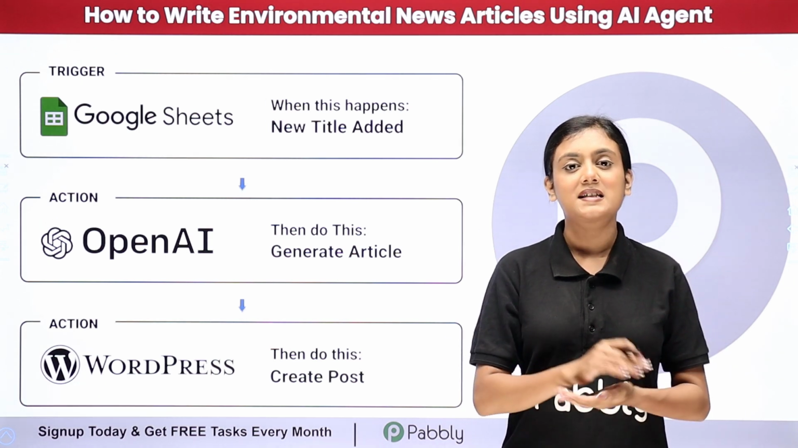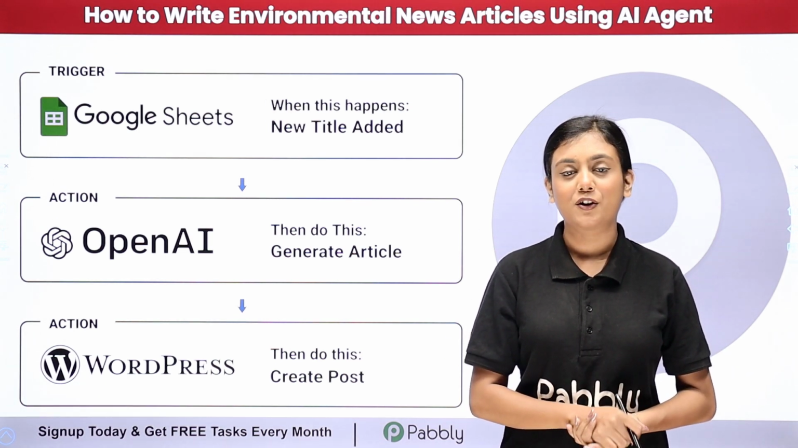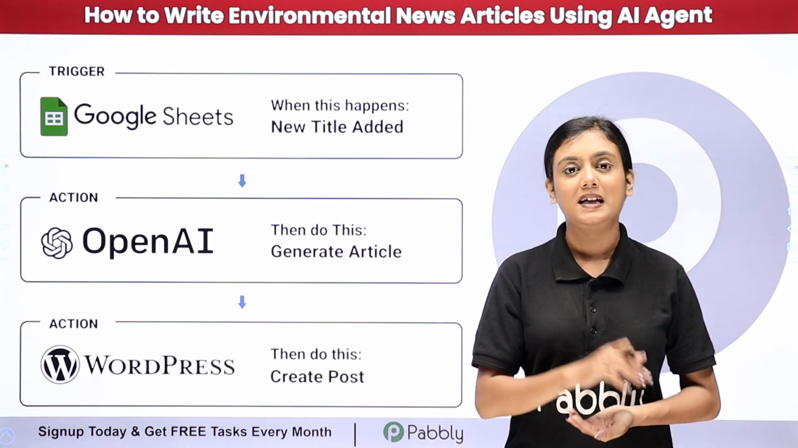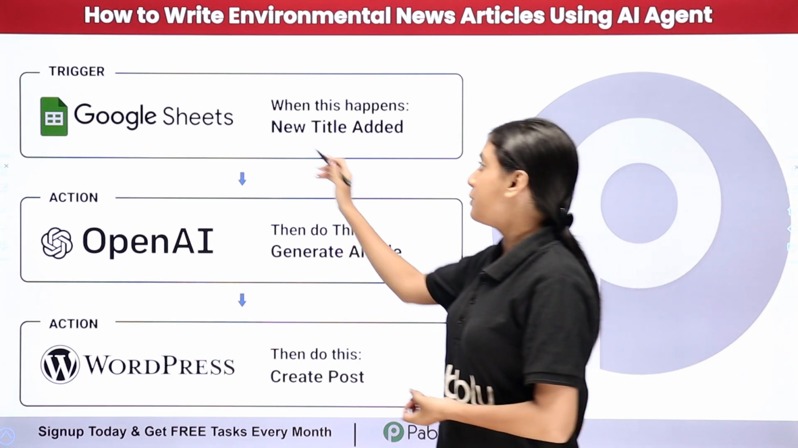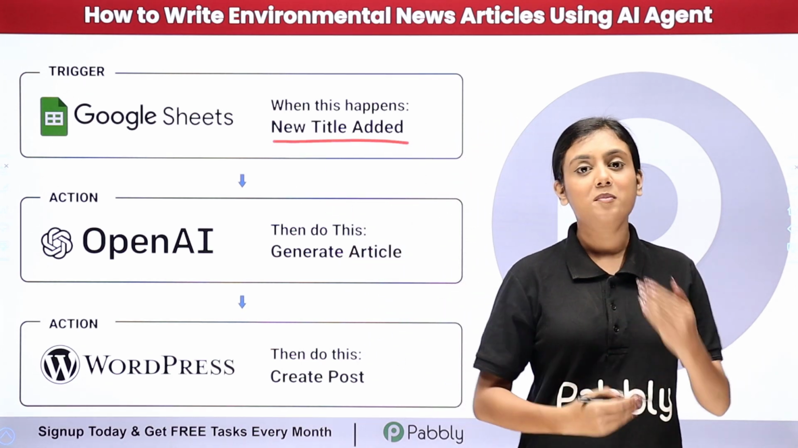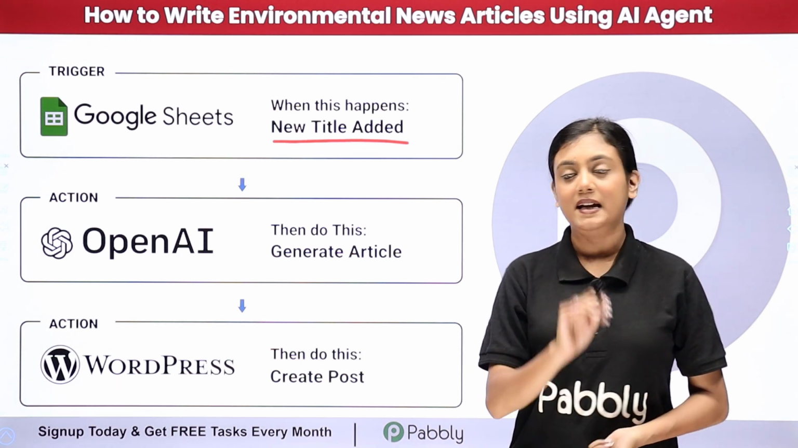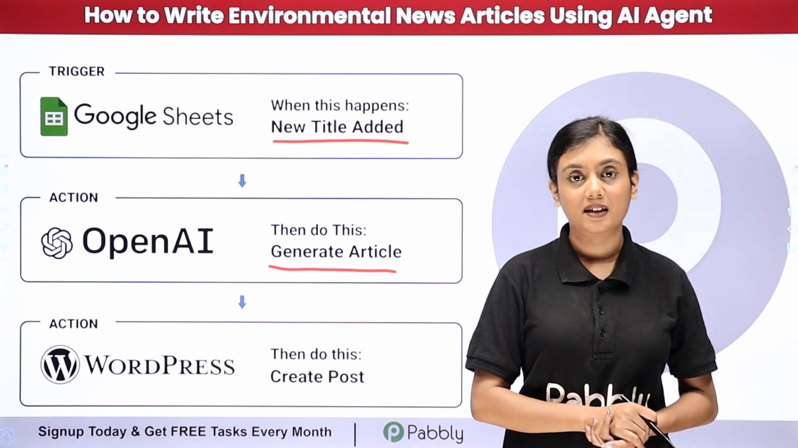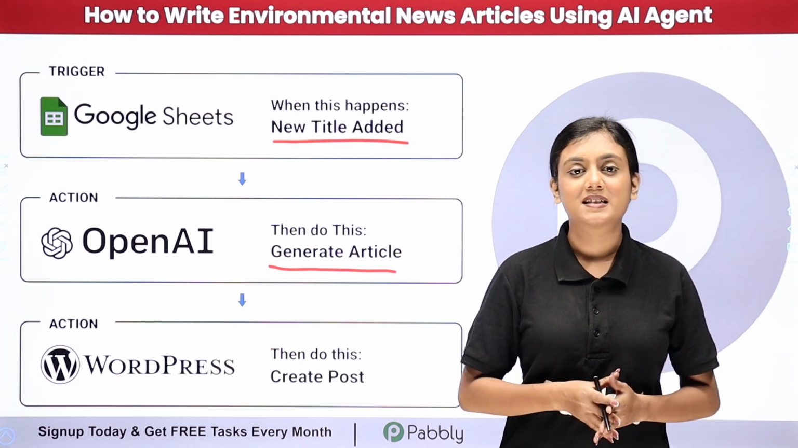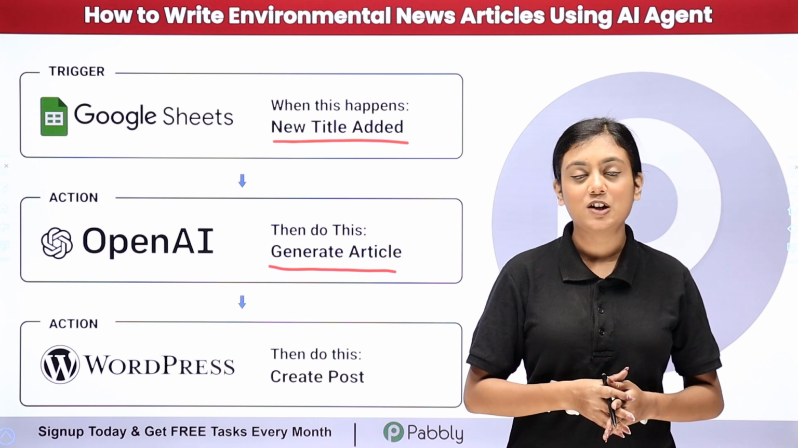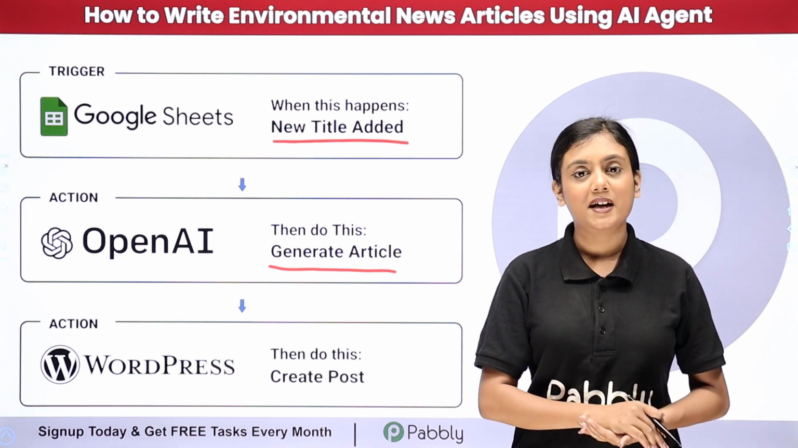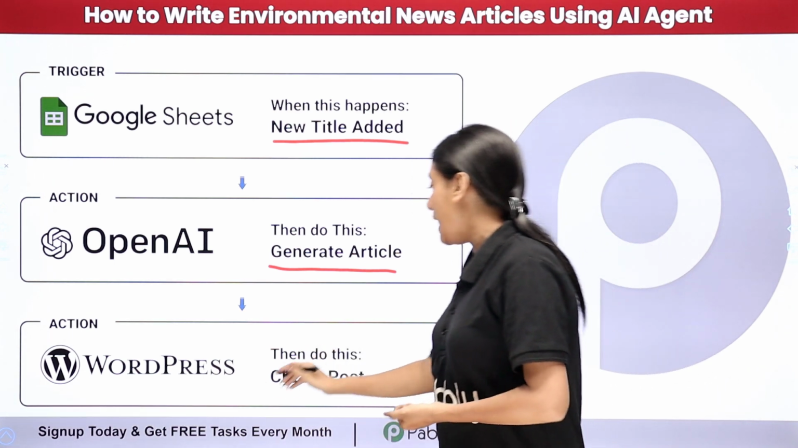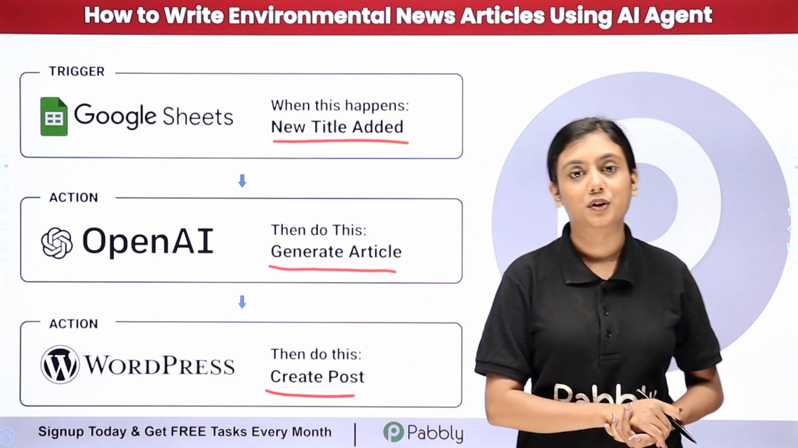Now, as soon as I keep the record of the news topic as well as the key points in my Google Sheets, the AI agent is going to use all the details I add to generate the article related to the topic and the key points. As the article is generated by my AI agent, my same AI agent is going to automatically create a post of that generated content in my WordPress.